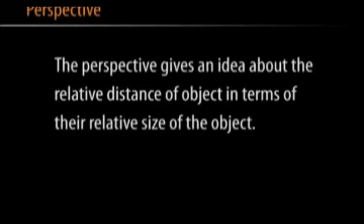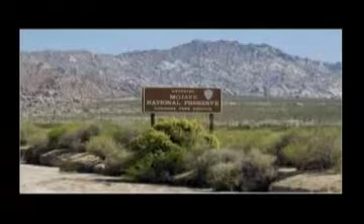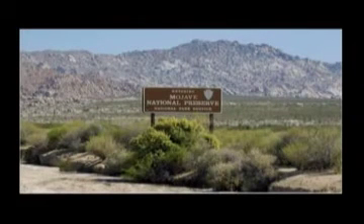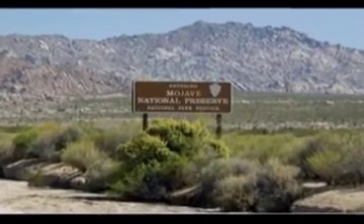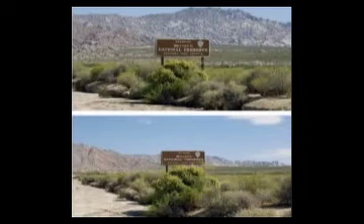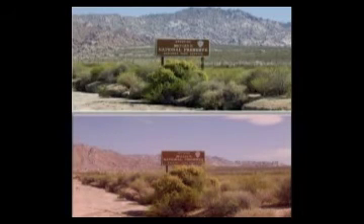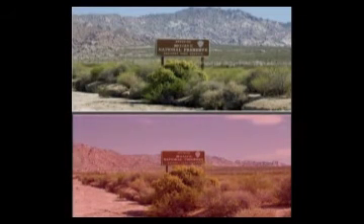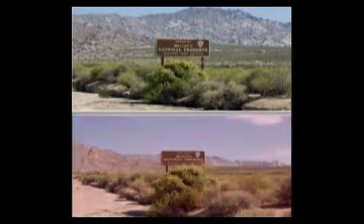Perspective gives an idea of the relative distance of the object in terms of the relative size of the object. The perspective gets changed when we change the camera position. If we stand with the camera in one position and zoom in, zoom out, the perspective does not change. But the moment you move with the camera, the perspective changes. It changes when you move both horizontally as well as vertically.